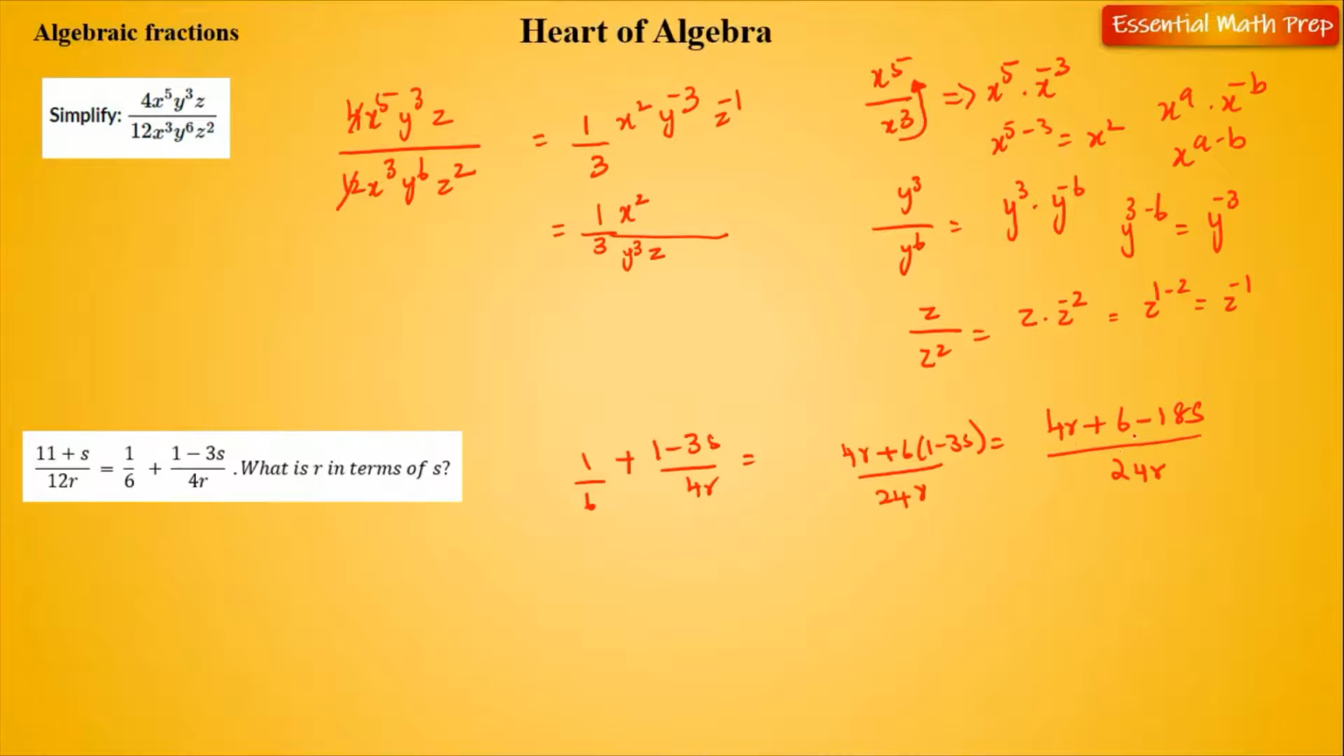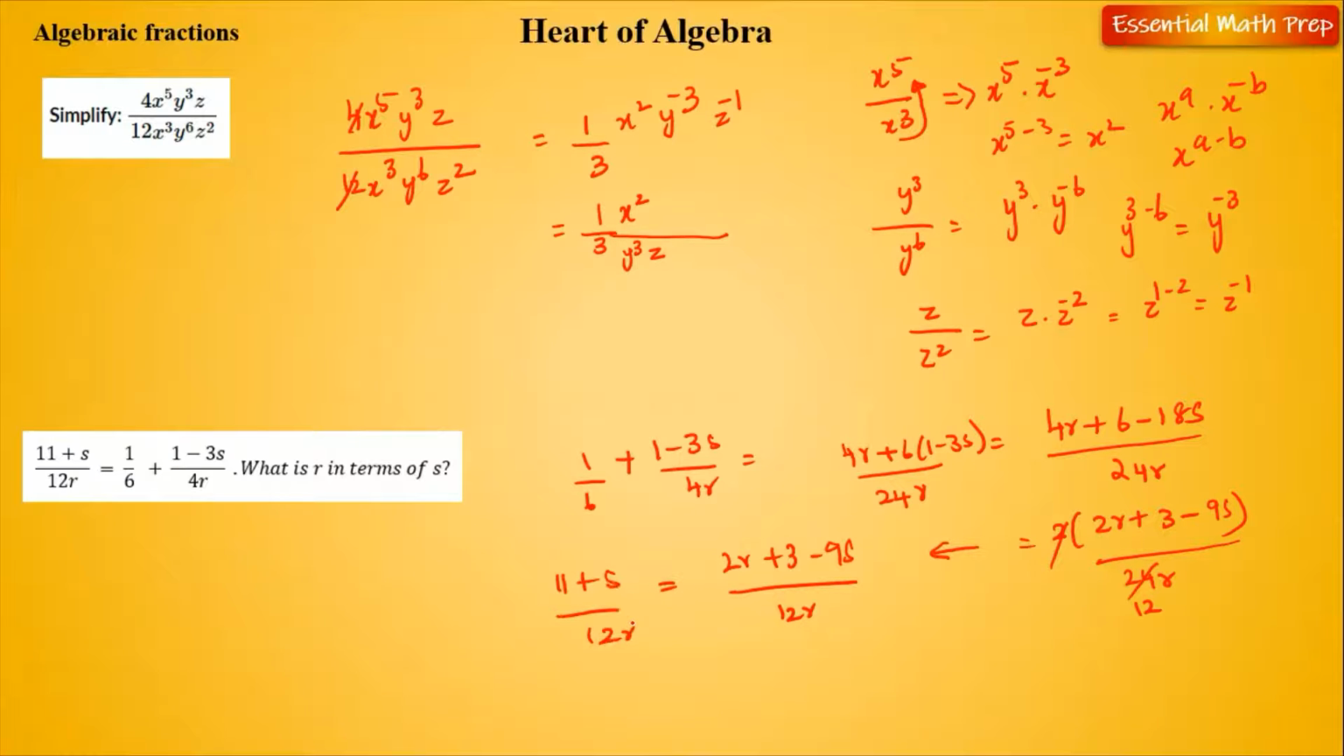You can also do one thing: you can take 2 out of here, which will give you 2R plus 3 minus 9S divided by 24R, right? That will be 12R. So essentially this translates to 2R plus 3 minus 9S by 12R, right? That's equal to 11 plus S by 12R. Because the 2 denominators are equal, the numerators should be equal. So 11 plus S equals 2R plus 3 minus 9S, right?